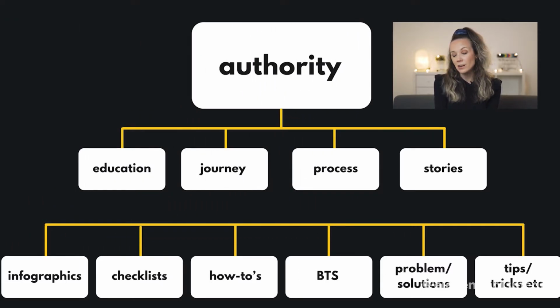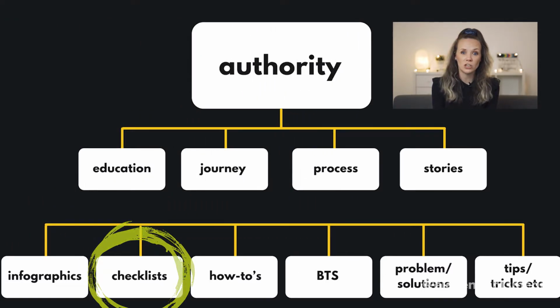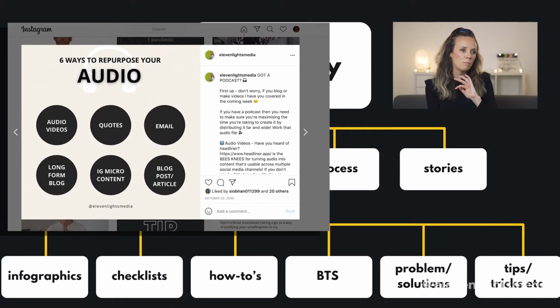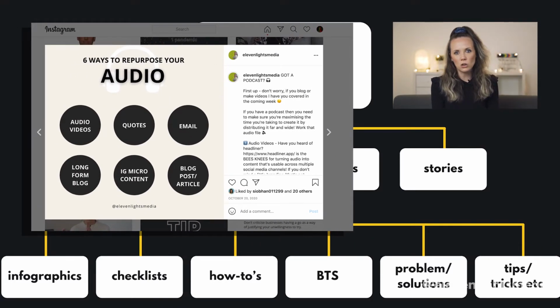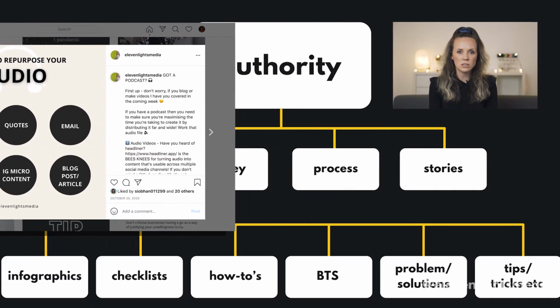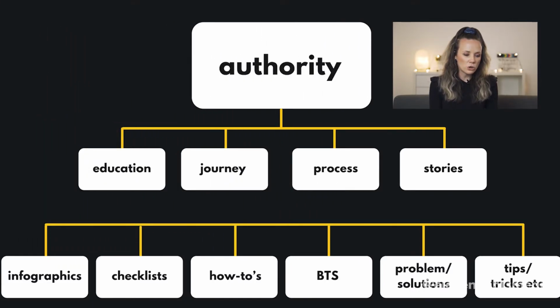You can also create checklists. People love checklists. The top 5 books to read when you're traveling. For my audience, it would be 5 social media prompts for the week ahead. That would be a really great one for my audience. They would eat that up.